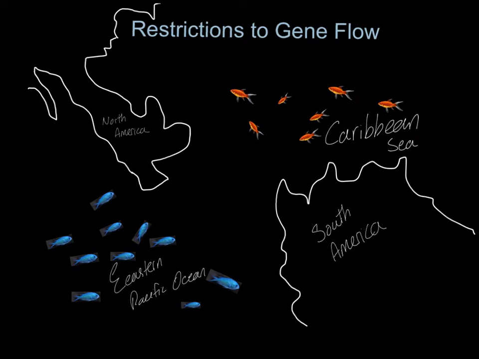Physical barriers to gene flow are usually but not always natural. They may include impassable mountain ranges, oceans, or vast deserts. However, in some cases, they can be artificial or man-made barriers, such as the Great Wall of China.